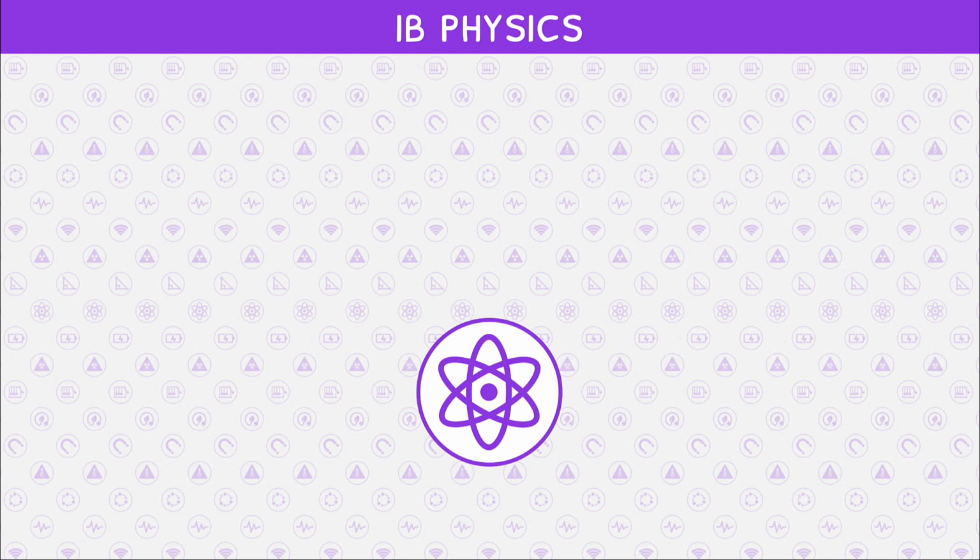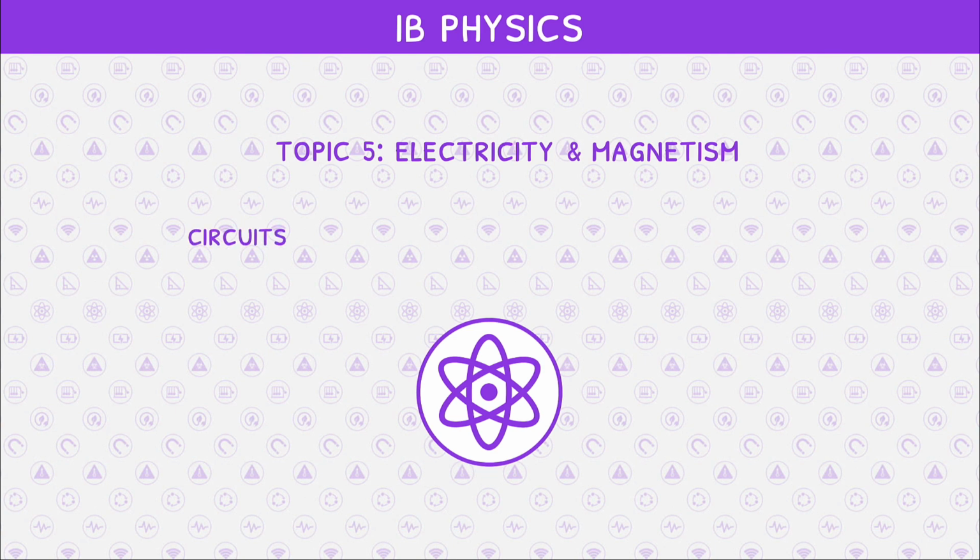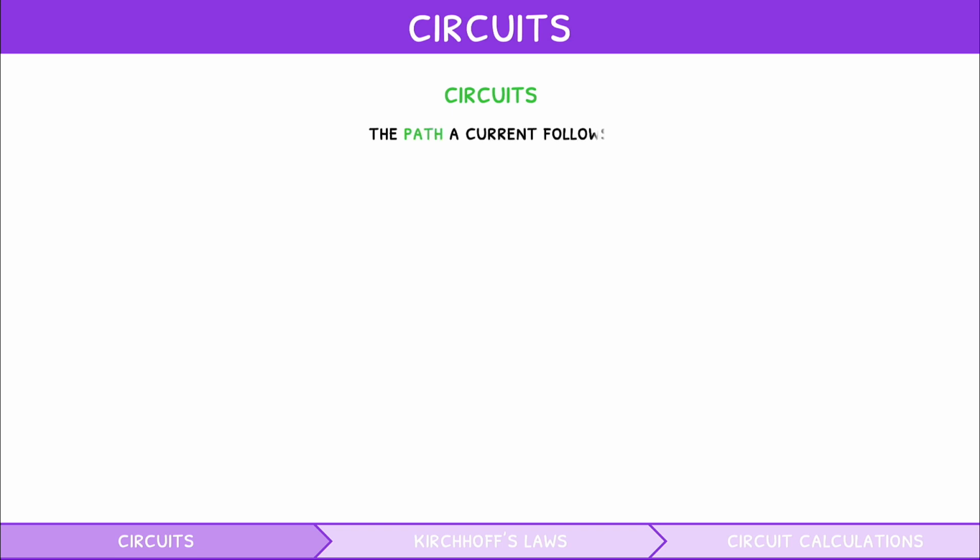This is the third video in IB Physics topic 5, electricity and magnetism, where we will be looking at circuits, Kirchhoff's law, and circuit calculations. All our knowledge surrounding voltage, current, resistance, and power culminates in the creation of circuits. We commonly know them as wiring in houses or electrical components, but the definition is simply the path current flows.